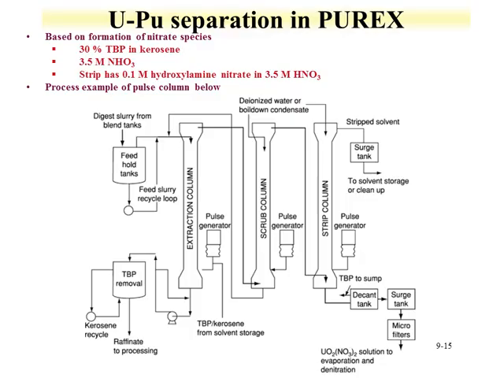An example of a pulse column separation is given here. The organic phase is 30% tributyl phosphate and kerosene. The aqueous phase is 3.5 molar nitric acid. And the strip phase contains 1.5 molar hydroxylamine nitrate in the aqueous phase of 3.5 molar nitric acid.